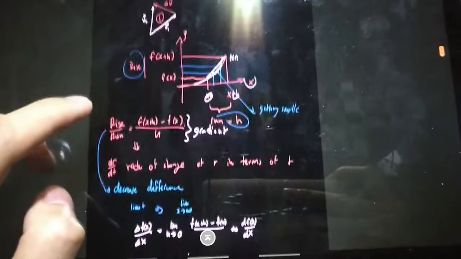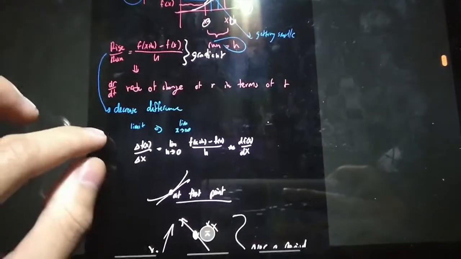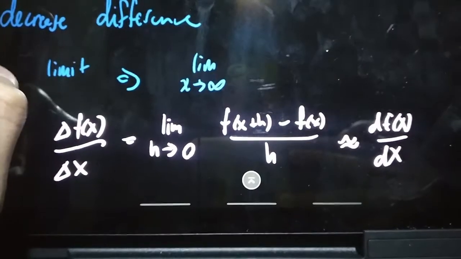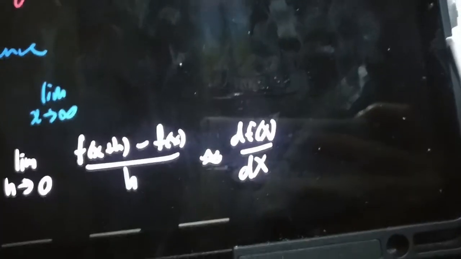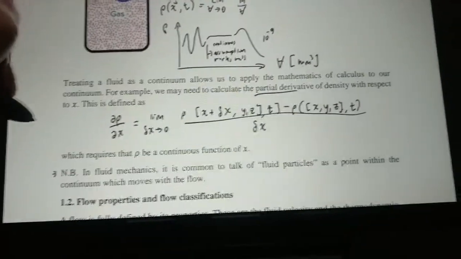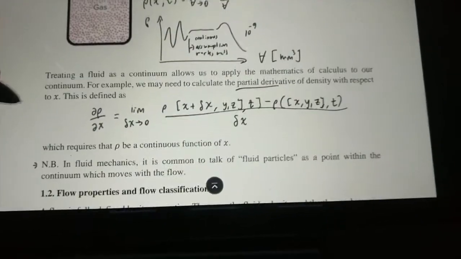One final point here is that we may talk about fluid particles within our fluid or within our flow. And just remember, we're dealing with a continuum in fluid mechanics. So when I talk about a fluid particle, I'm not talking about a molecule or a group of molecules within the flow. I'm talking about a point within the fluid continuum.